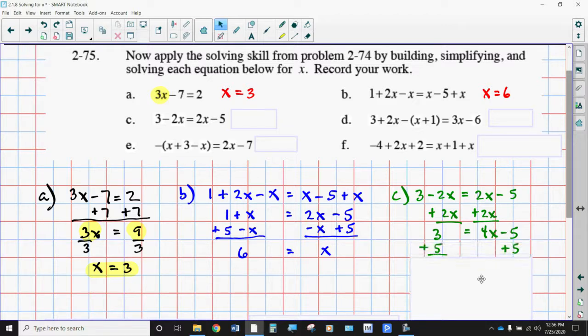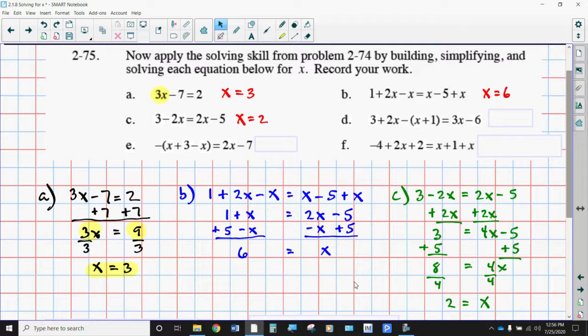Now let's go ahead and add 5 to each side. So this becomes 4x is equal to 8. And what number do you multiply times 4 to give you 8 for an answer? It's 2. So our answer for C, x is equal to 2.